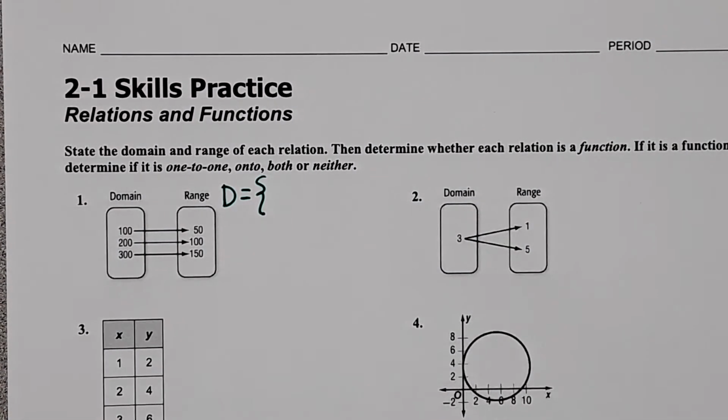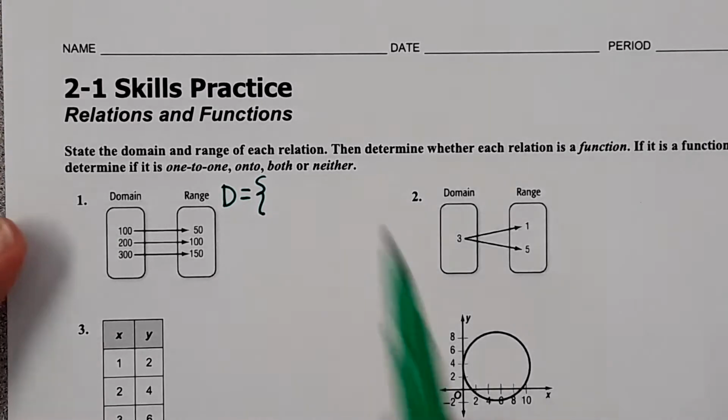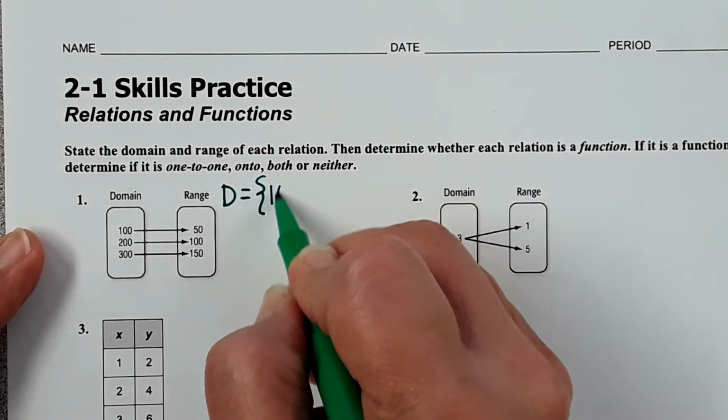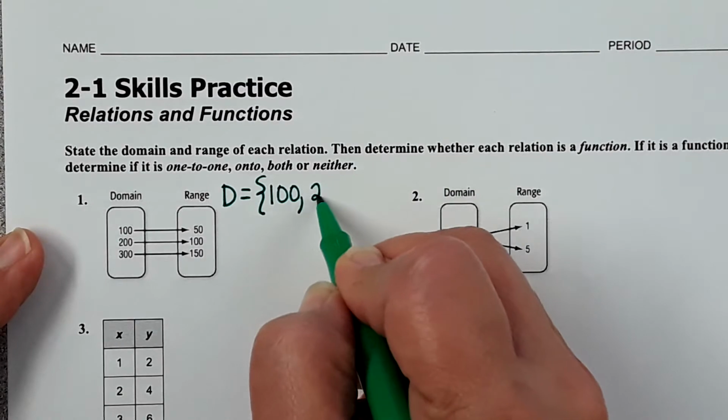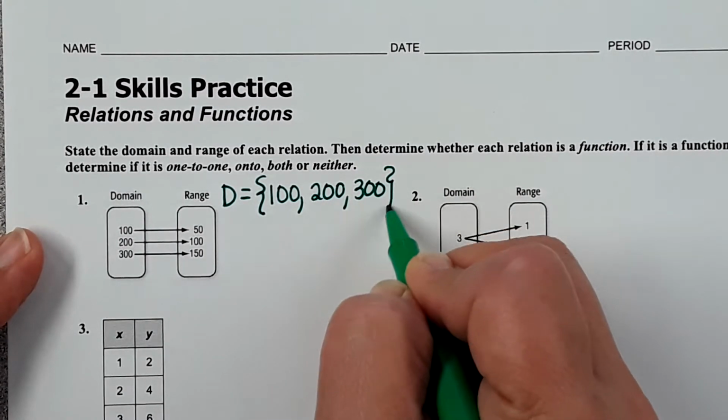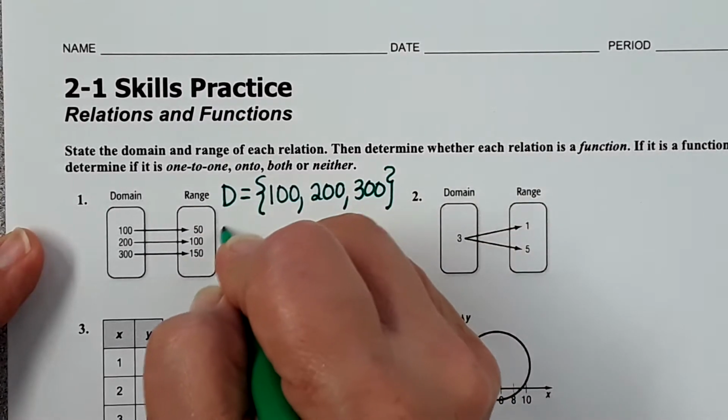Whenever you go to write your domain or range, you're going to write it in order from smallest to largest. That is the correct way to do it, okay? When I taught algebra, I probably didn't harp on that, but now we're in Algebra 2, I'm going to tell you about it. Okay, so the smallest number of the domain is 100, 200, then 300. That's our domain.